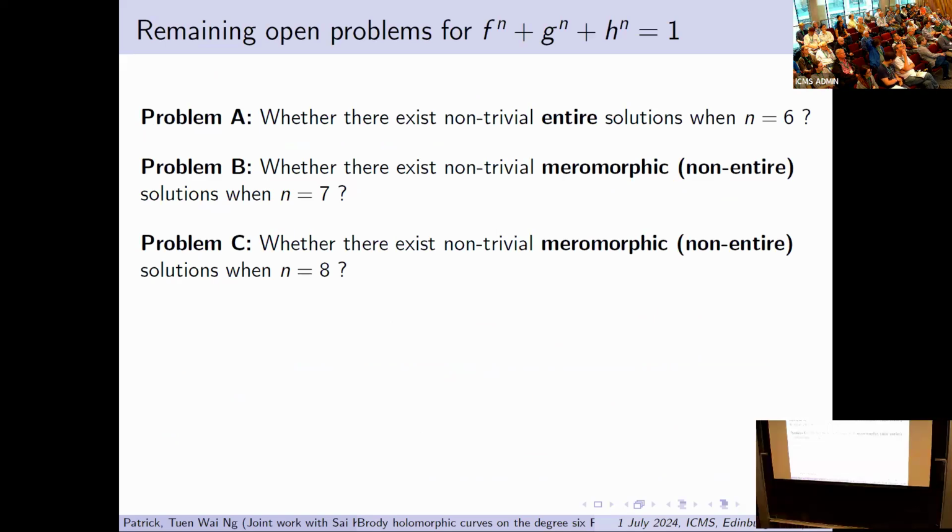So here would be a list of open problems if we focus on basically transcendental holomorphic and entire solutions. For entire solutions, the only open case would be n equal to 6. And that's why in today's lecture, we will focus on this case. And then for holomorphic, it would be n equal to 7 and 8.